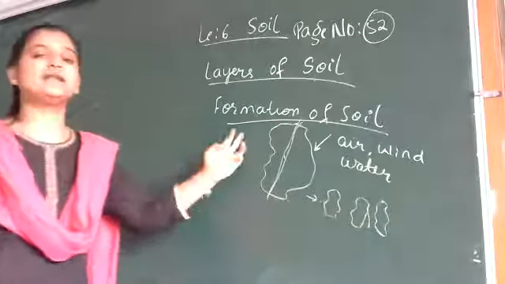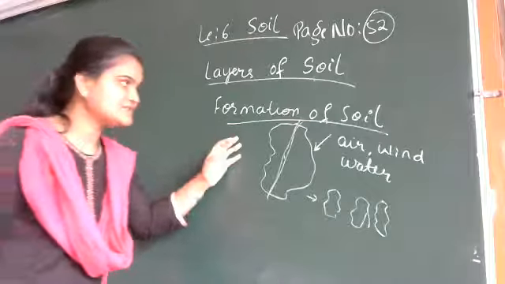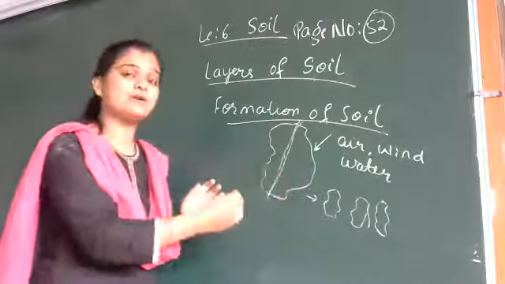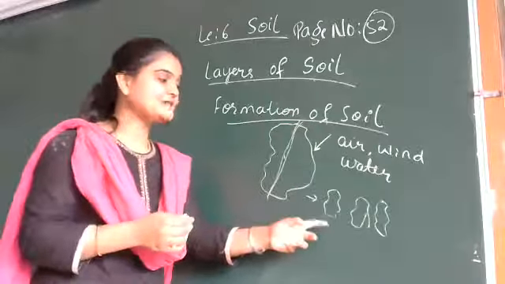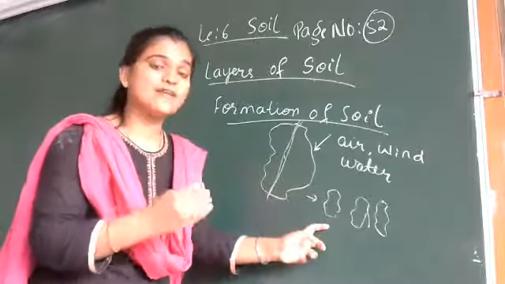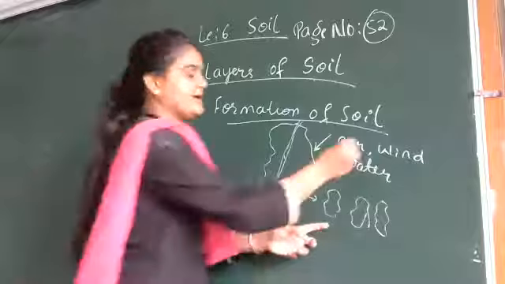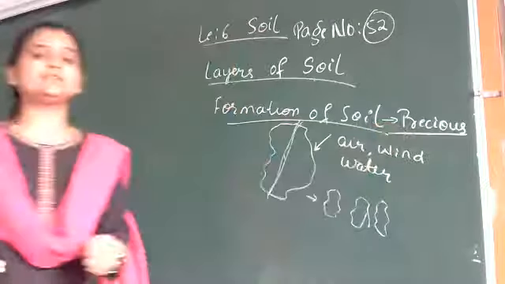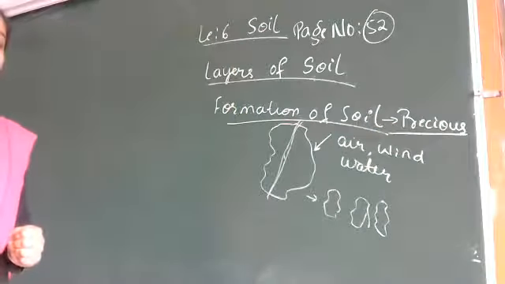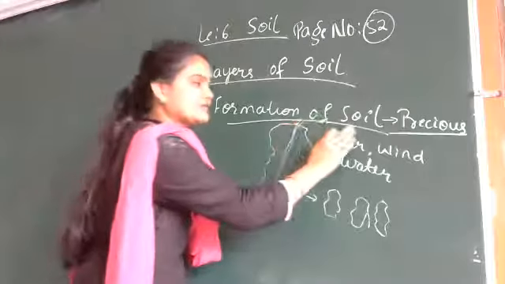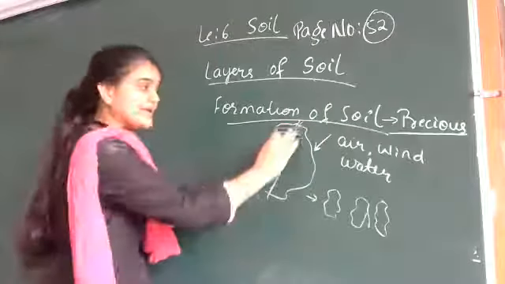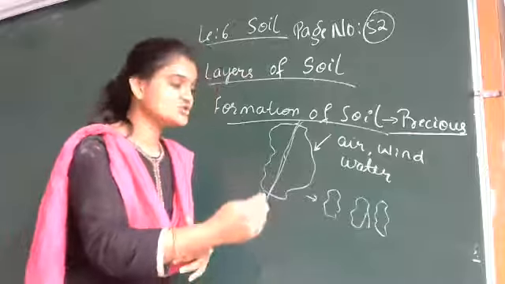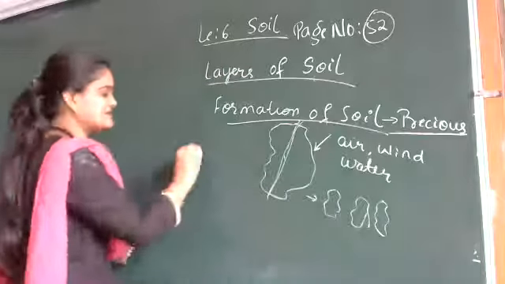Then the formation of the soil takes place, and hence we say that soil is very precious. There is so much effort by nature to break rock into small fragments and then into soil. So soil is very precious. We have to protect the top layer, subsoil and the bedrock for the formation of the soil. This breaking or cracking of big rocks into small fragments and then into soil is known as, what is this process known as, children?